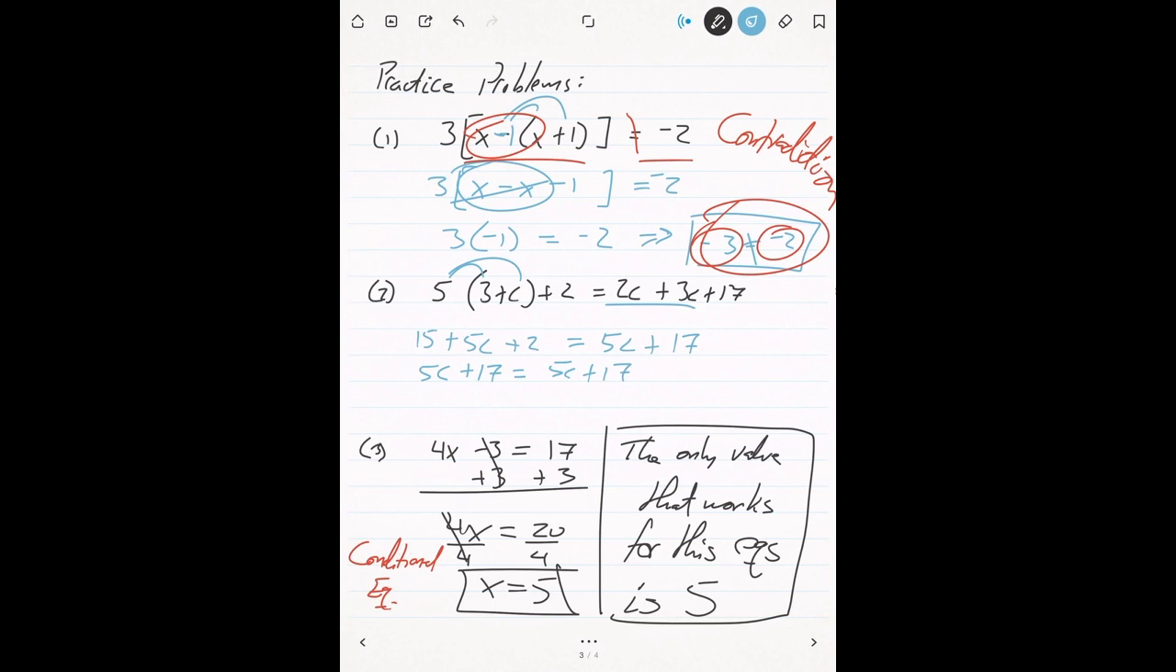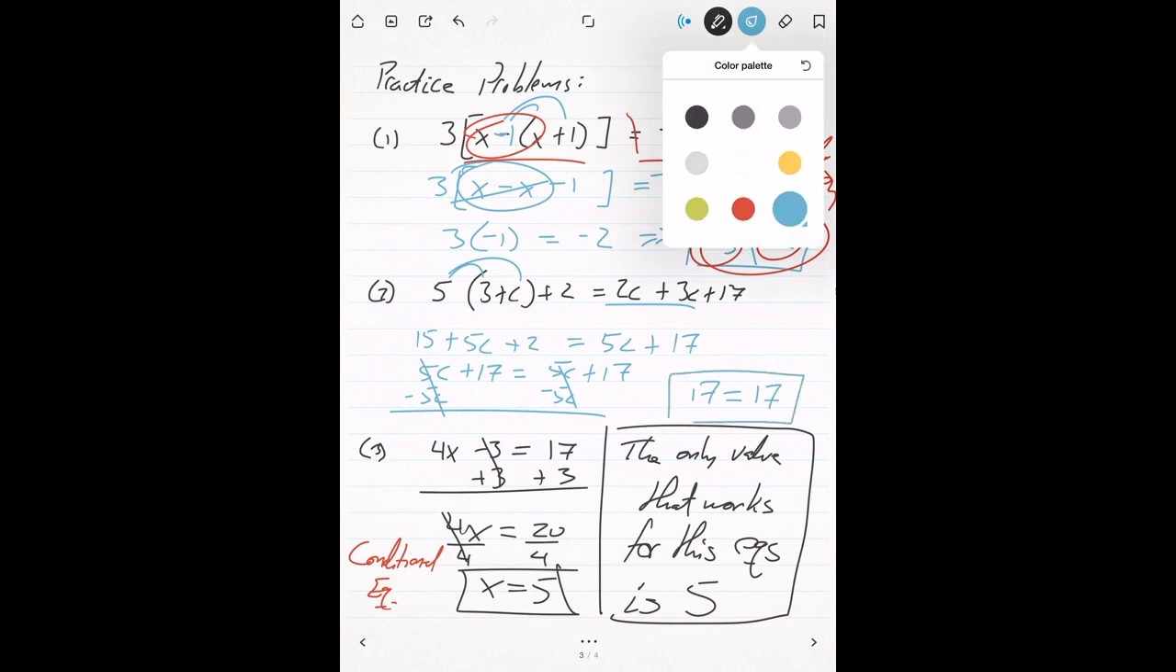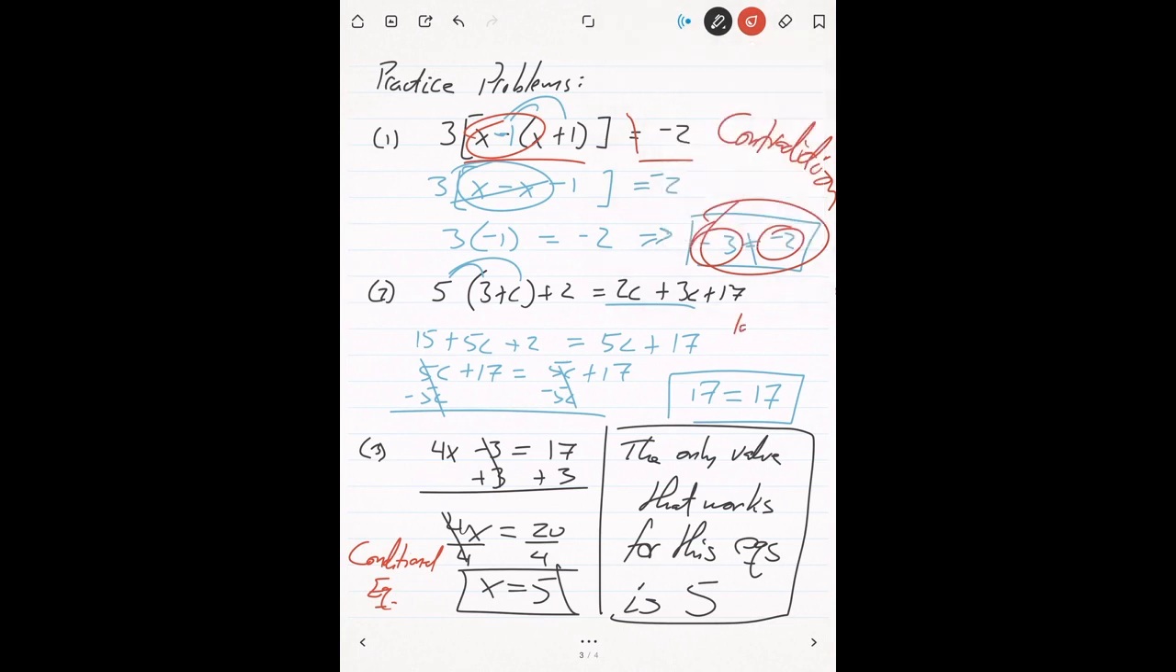Well, let's just keep going. Let's try to get the variables all on one side. So I'm going to subtract 5c from both sides. And they both cancel out. I'm left with 17 equals 17. This is a true statement. This is what we call an identity. An identity is where there are infinitely many solutions. A contradiction had no solution.